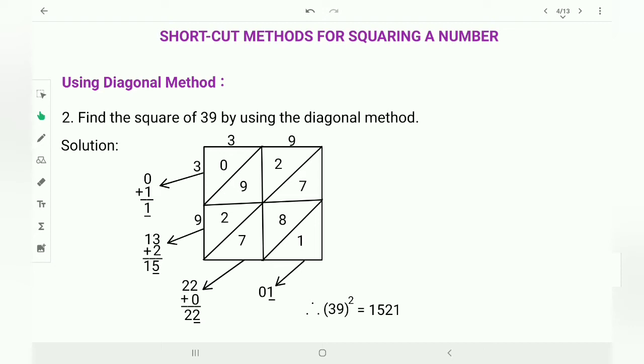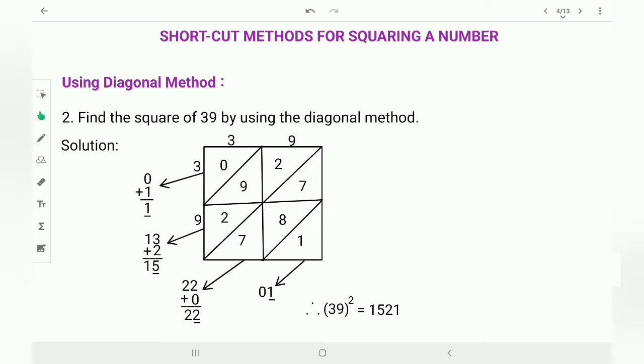For this, first you have to draw a square. Here you can see I have taken a two digit number. 39 is a two digit number, so you will create a 2 by 2 matrix. This means you have to divide this square into 4 small squares. You can see in the picture how you will divide it.